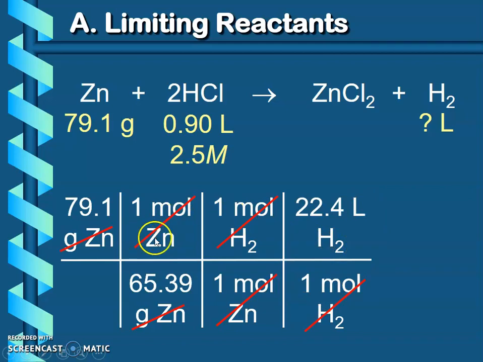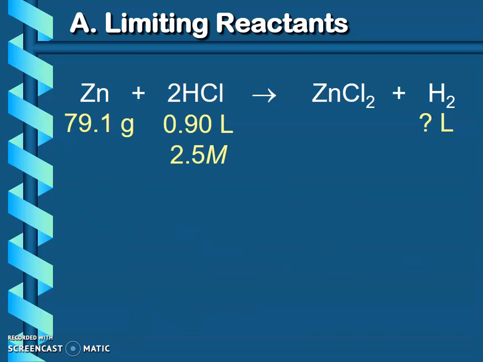Now I multiply everything across the top: 79.1 times 1 times 1 times 22.4. Multiply across the bottom, 65.39 times 1 times 1. And then divide that top number by the bottom number. 27.1 liters. So with that many grams of zinc, I can create this many liters of hydrogen. Now, I'm about halfway done with the problem. Now we need to do the exact same thing, but for the hydrochloric acid.